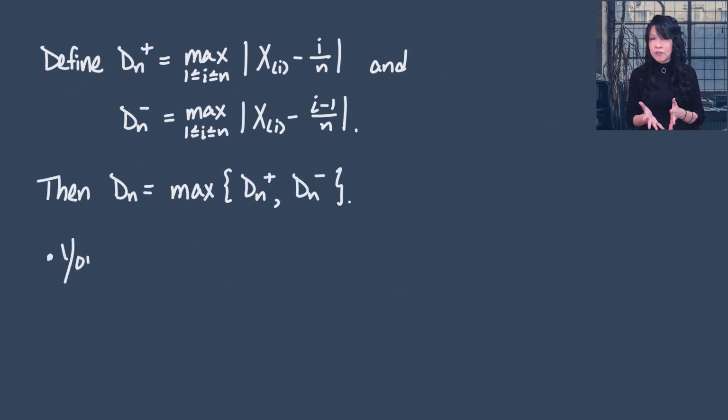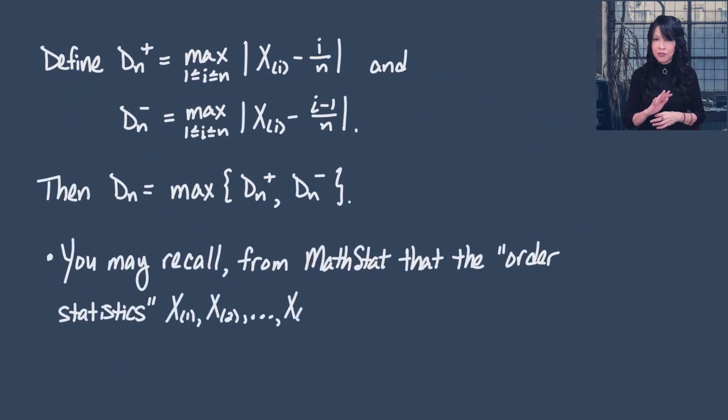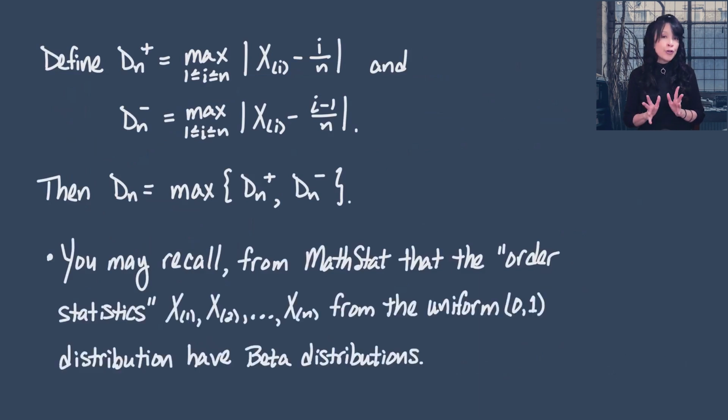You may recall from mathematical statistics, it's okay if you don't know it, that the order statistics for IID uniform (0, 1) random variables have beta distributions. That is not going to be helpful here because that's not exactly what we're talking about. That would mean that each of these Xi's in parentheses have beta distributions, but we're subtracting off values, taking absolute values, doing other maximums on top of that. And in the end, this Dn plus and Dn minus do not have nice known name distributions.